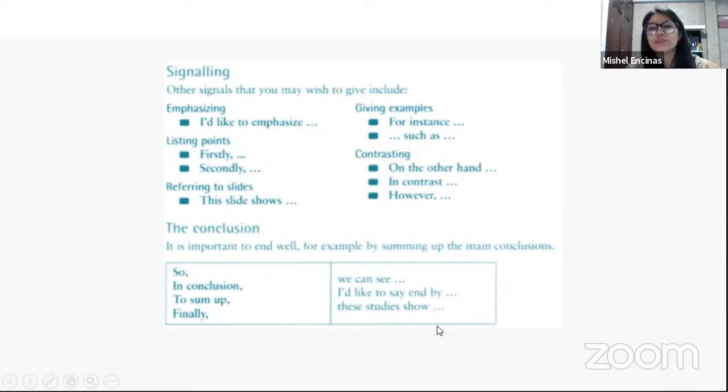Do you have any questions here? No, miss. Okay, but it's important that you maybe write down these connectors. Okay, summing up, it's like a resume.